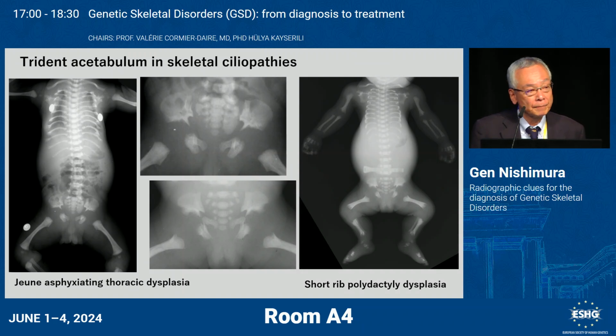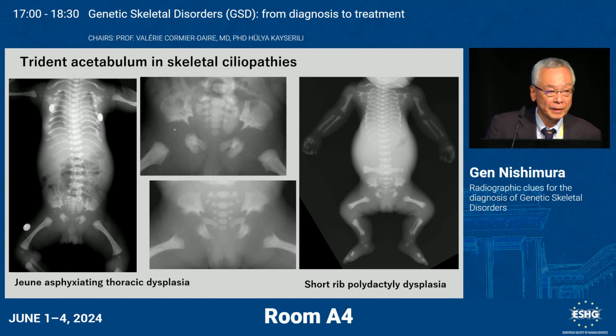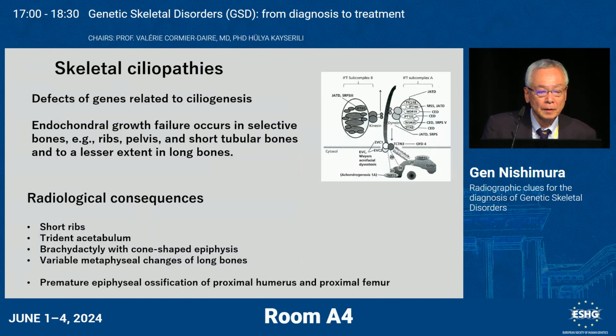Trident acetabulum can be seen in skeletal ciliopathies. Here are Jeune syndrome and the more severe short-rib polydactyly dysplasia. In both, you can see 1 to 3 spur trident acetabulum. Skeletal ciliopathies are caused by defects of genes related to ciliogenesis.